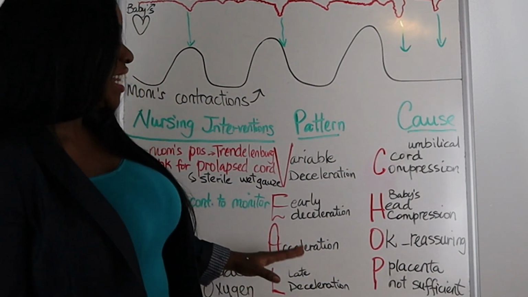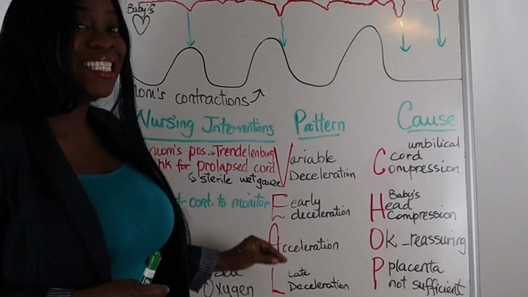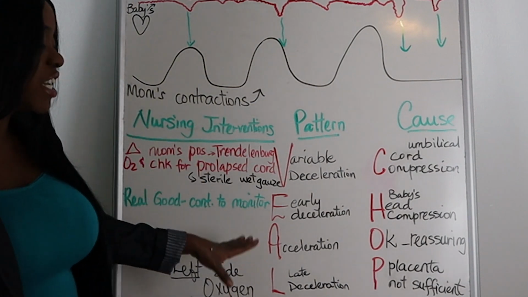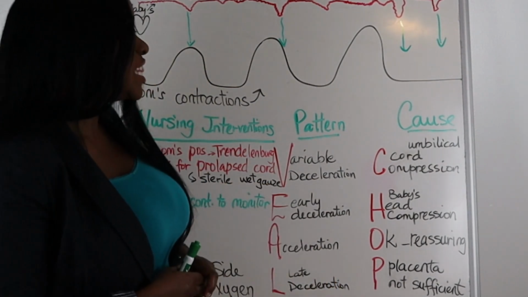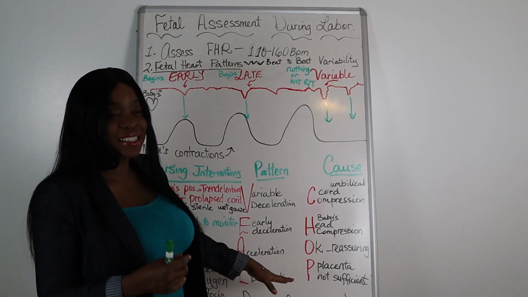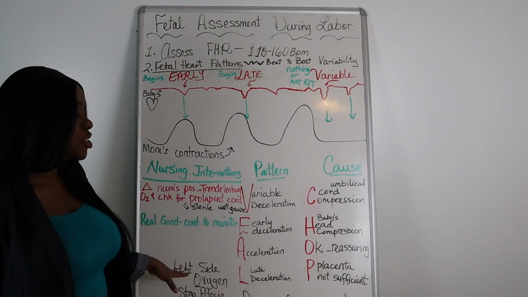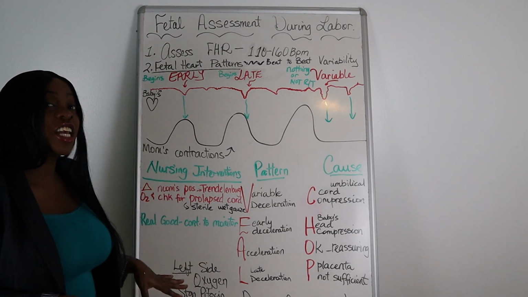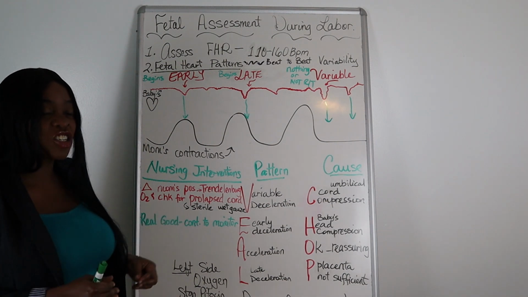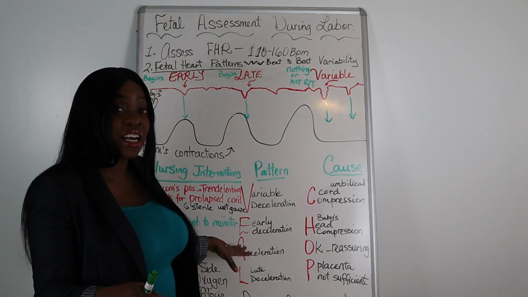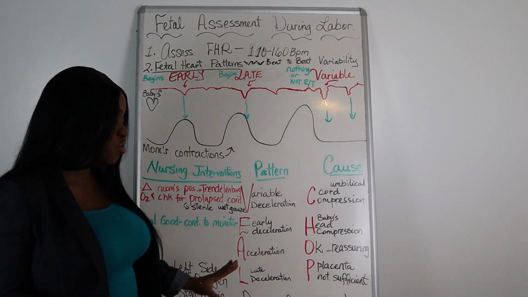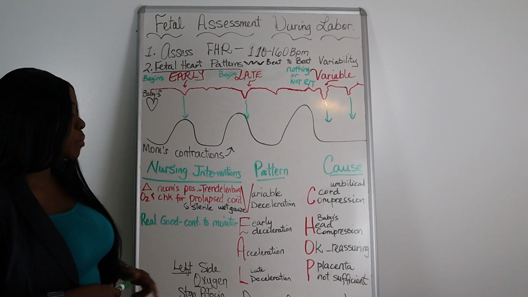And then of course, our late deceleration that begins late in mom's contraction. It's a drop in heart rate late in mom's contraction. We know that that means that the placenta is not sufficient. And so again, it's an ominous sign. It is not good. We want to turn mom on her left side. Turning a pregnant woman on her left side relieves compression off of the great major blood vessels, including the vena cava. And so this will cause more oxygen and blood flow and nutrients to the baby. And of course, we're prepping mom for a C-section.